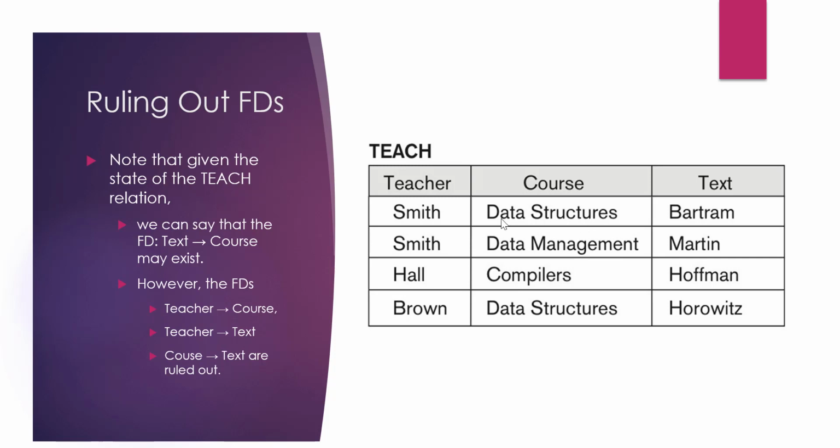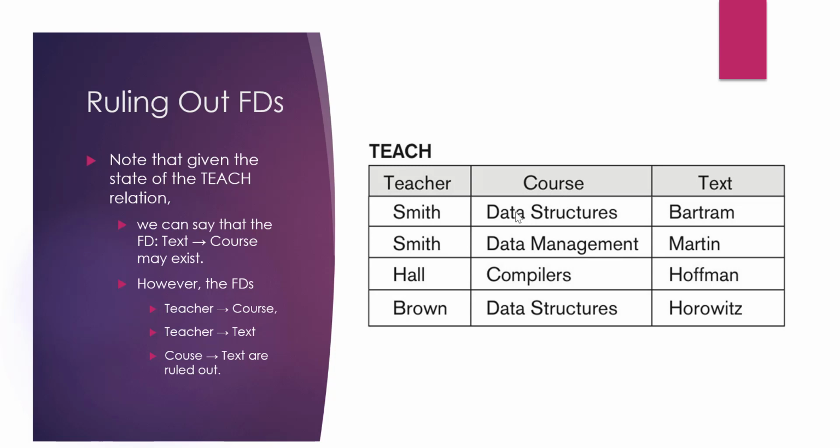So when we look at the course data structures, we are not only getting Bertram, we have data structures with the text Horowitz. So the course is not determining the value of the text. Same thing with the teacher. Smith is not always teaching data structures. Smith does not determine the course. Smith could be teaching data structures, or he could be teaching data management. So the value of the teacher is not determining the value of the course.